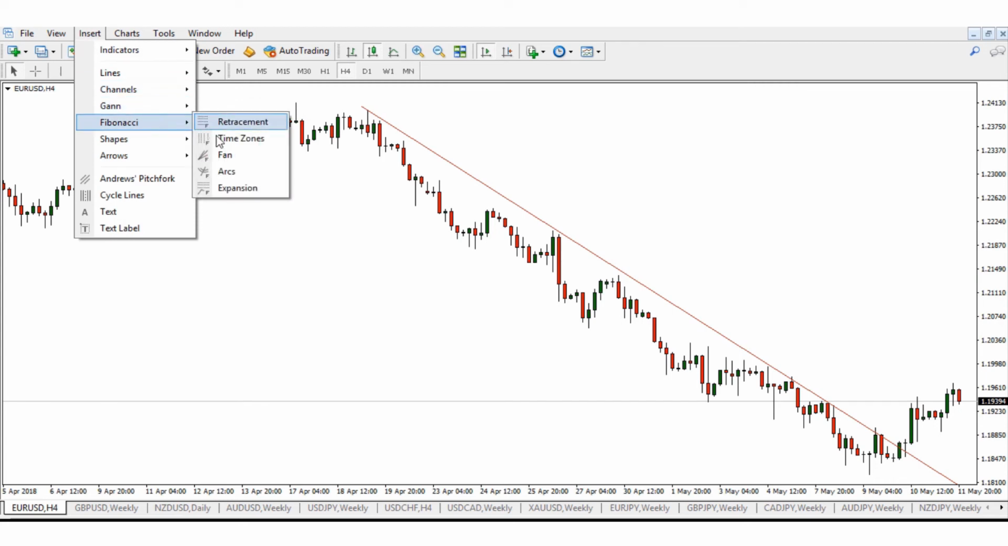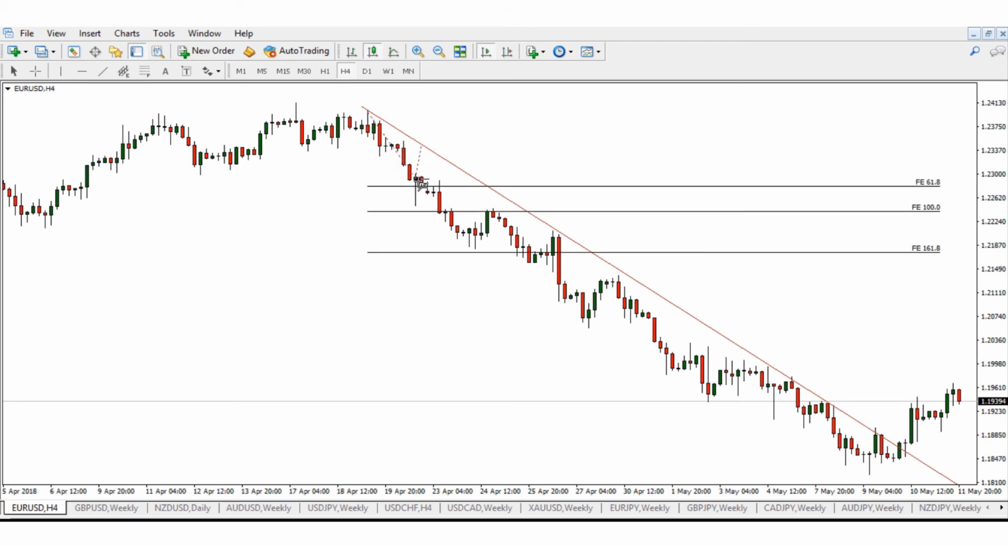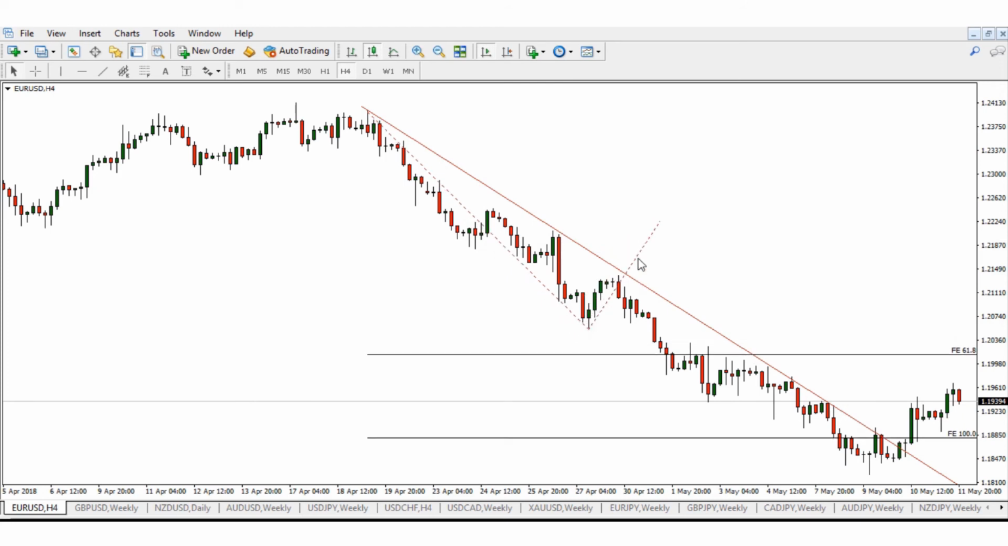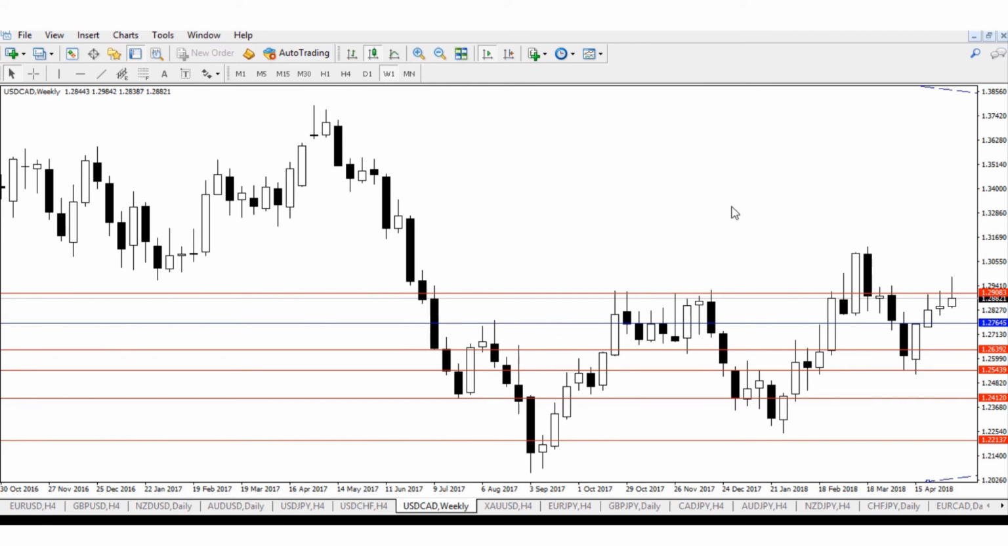Let's first go to insert Fibonacci expansion. Get my swing high, get my swing low, and I get my retracement. Let me get my retracement right. So see how price just pierced through the Fibonacci extension level of 61.8. Also, in using Fibonacci with candlesticks, it's actually quite simpler. You just need to find your reversal candlesticks. So in this example, the focus will be on this area.